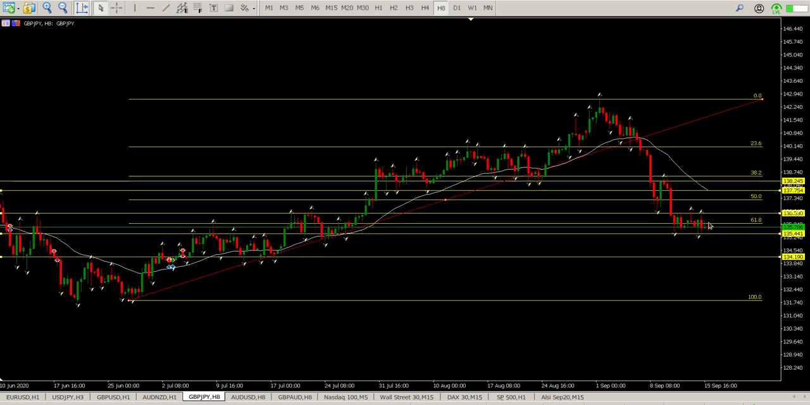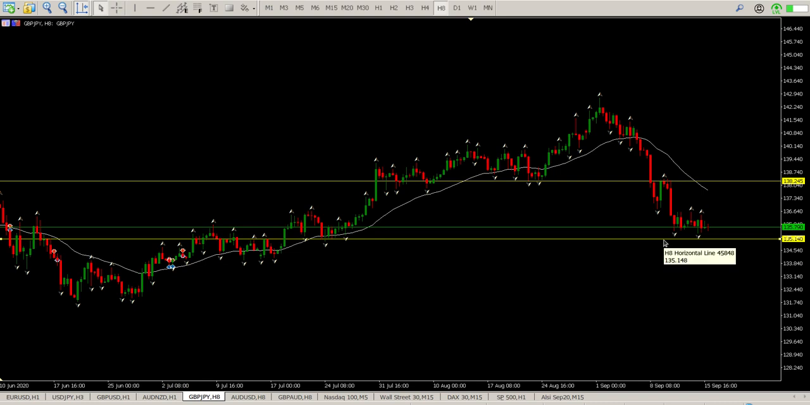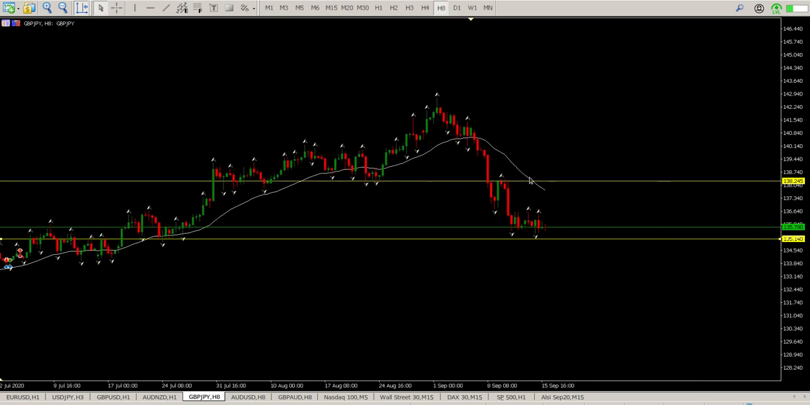Yep, on the 61.8 at the moment. So this is a fairly interesting area, and that was the wrong line. We want that. This is a very, very interesting level at the bottom here. Okay, 135148. So yeah, I think money in pocket until the data comes out.